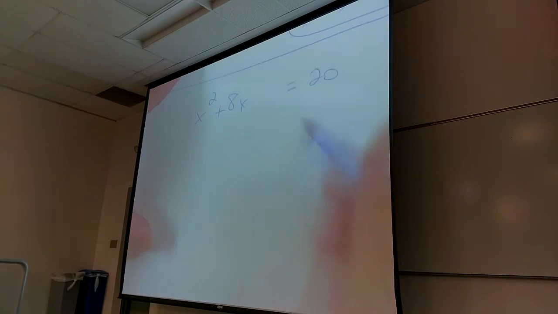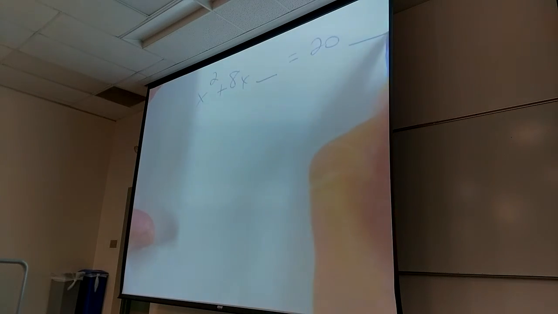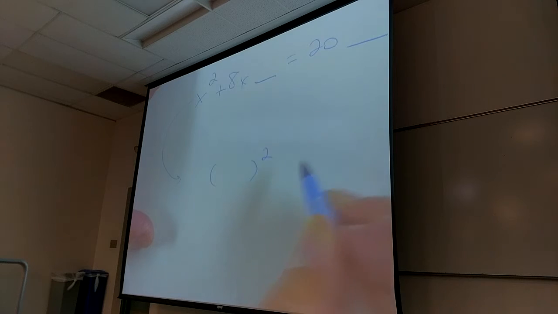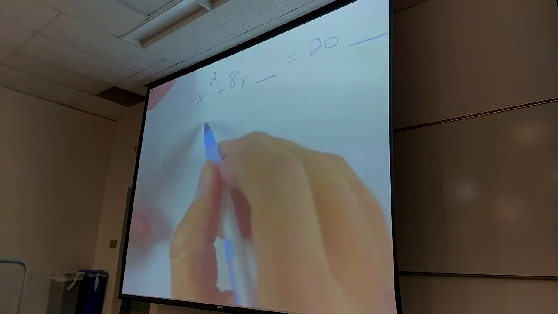So really the idea, guys, is to figure out what number I add to both sides so that this side becomes something squared, because then I can just take a square root of both sides. That's the idea. So how do I figure out what number goes here? What are the two steps?